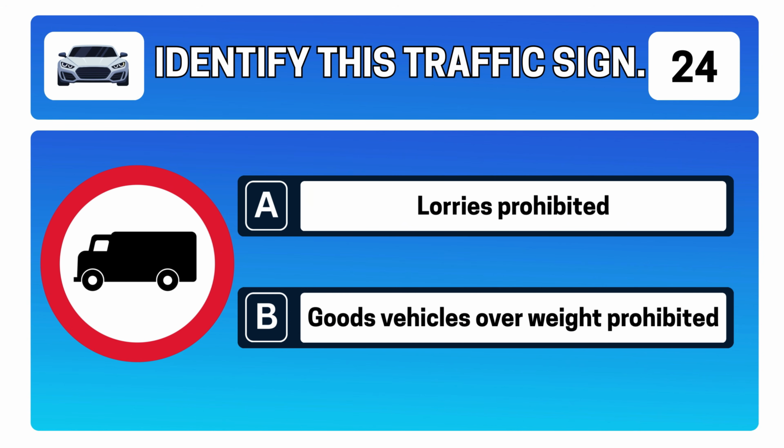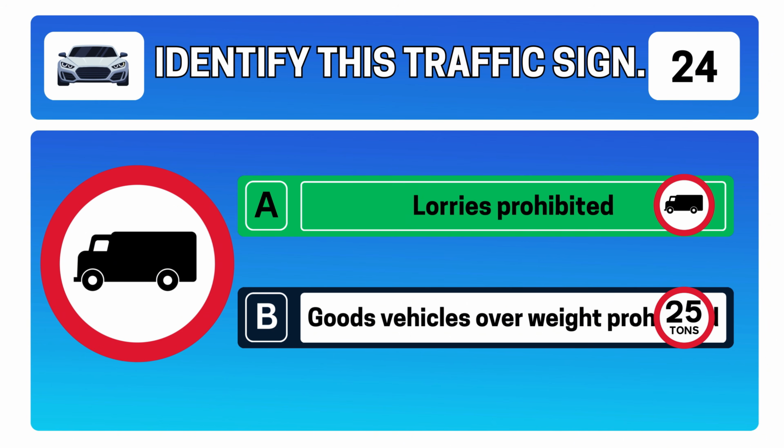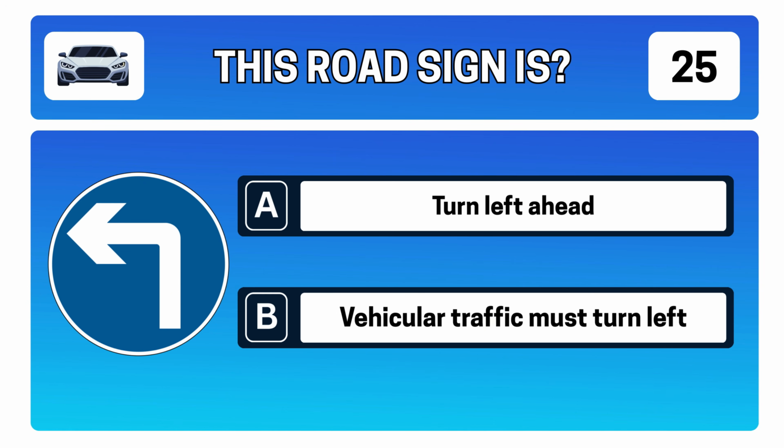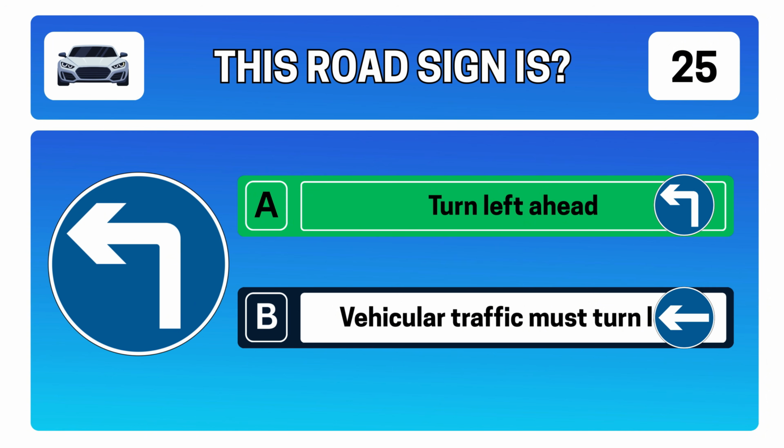Identify this traffic sign. A. Lorries prohibited. B. Goods vehicles overweight prohibited. Well noticed. This is the lorries prohibited sign. This road sign is A. Turn left ahead. B. Vehicular traffic must turn left. Correct. This is a turn left ahead sign.